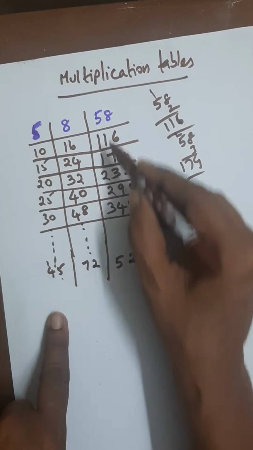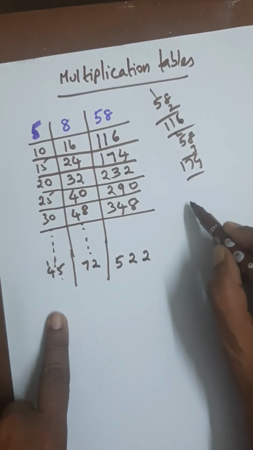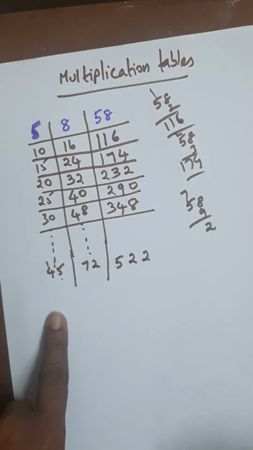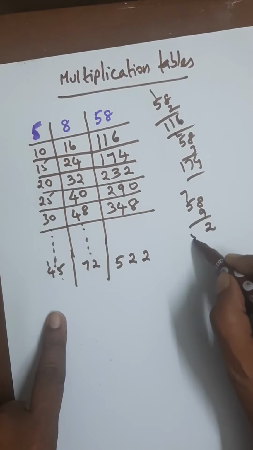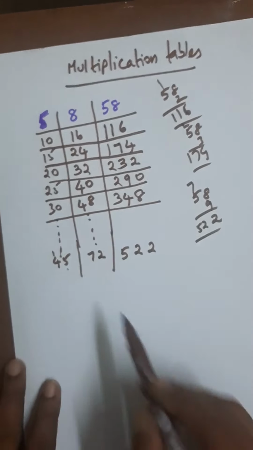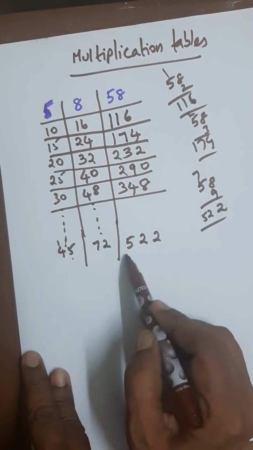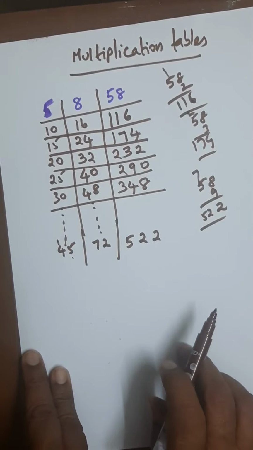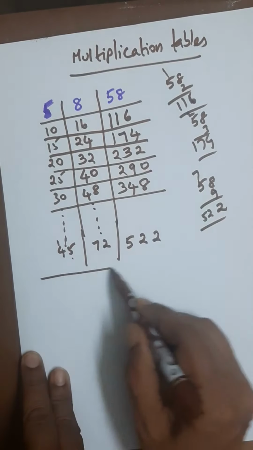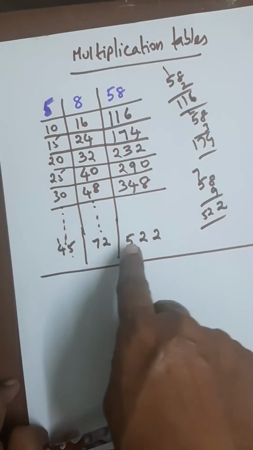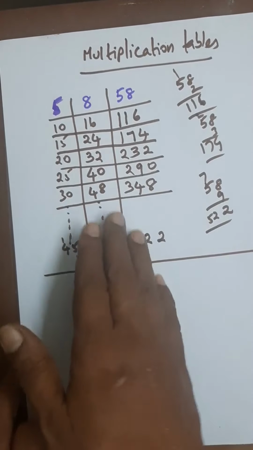This is the 9s. So 58 nines are 522. We'll check it: 9 eights are 72, 9 fives are 45 plus 7, 52. See, the same answer. So when carrying comes, you carry it to the next place value, to the other digit, and add it. This is for a two digit number. No need to write like this; this is for explanation.